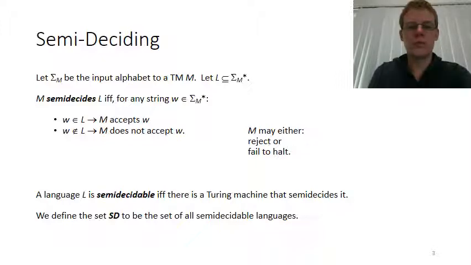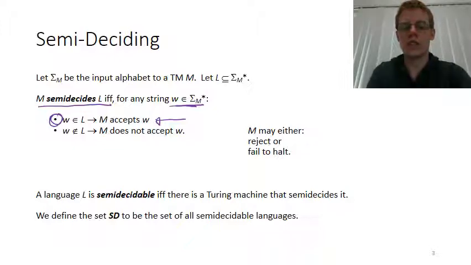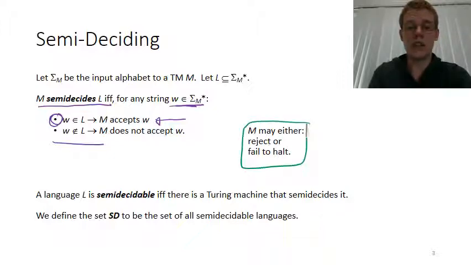Given some string from the input alphabet of a Turing machine, we say that the machine semi-decides the language if and only if, when the string is in the language, our machine still halts and says yes, but this time we relax the definition for what happens when our string is not in the language. In this case, all we require is that the machine definitely does not give us a false positive. It definitely doesn't halt and accept. The options include, however, that our Turing machine may either reject, just like a deciding Turing machine does, or it may loop forever and fail to ever halt.